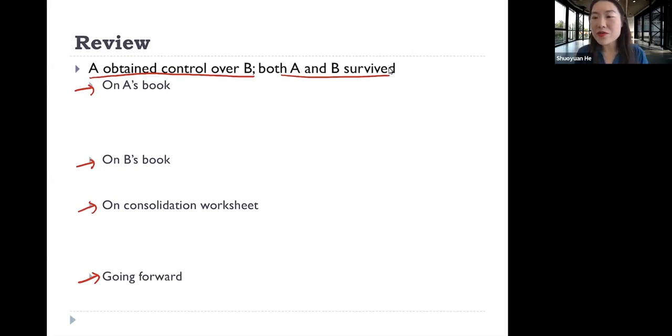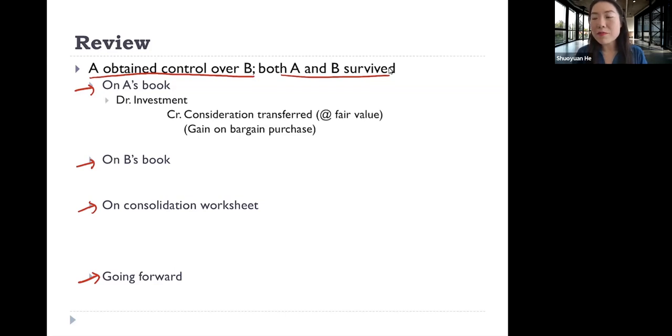So if it is in the non-dissolution situation, meaning that both firms still survive as separate legal entities after the acquisition, on firm A's book, instead of moving firm B's assets and liabilities to its book, now because firm B still exists, we don't need to move firm B's assets and liabilities to firm A's book. We simply will use an account, the investment account, to represent firm A's ownership in firm B. We debit investment, credit consideration transferred at its fair value. So this journal entry is debit investment, credit consideration transferred.